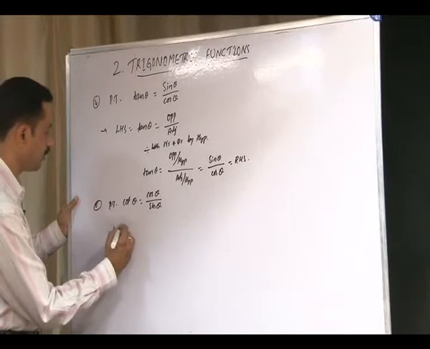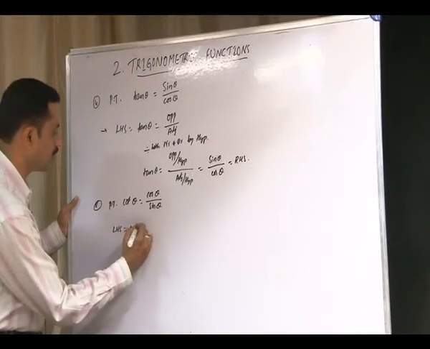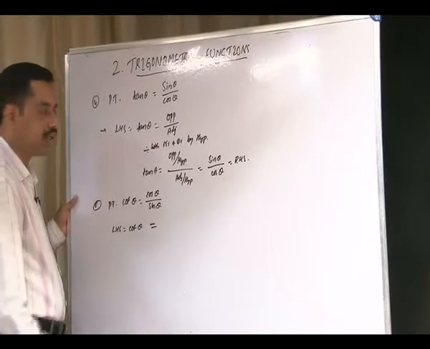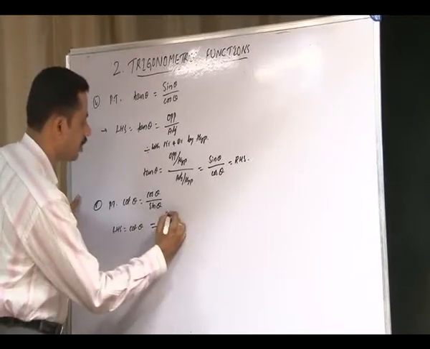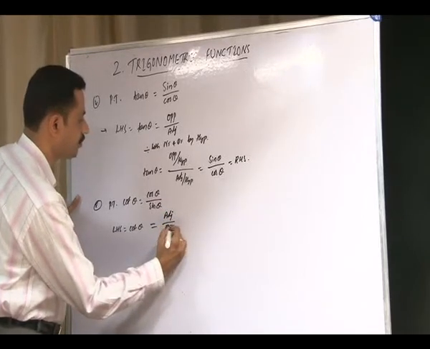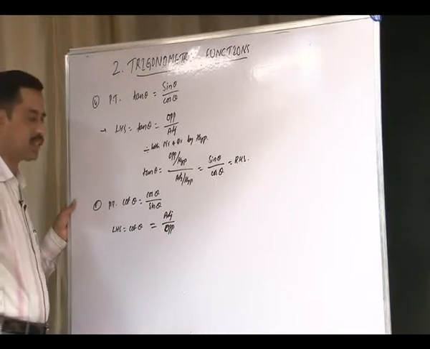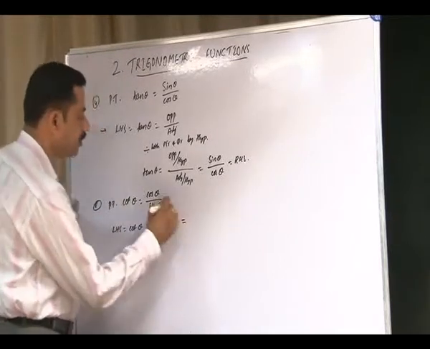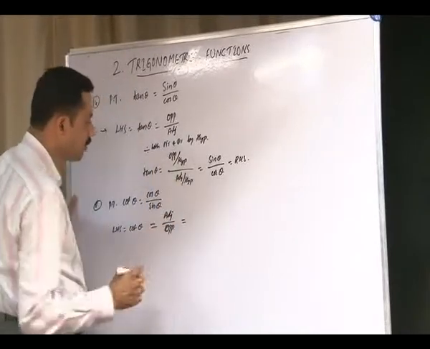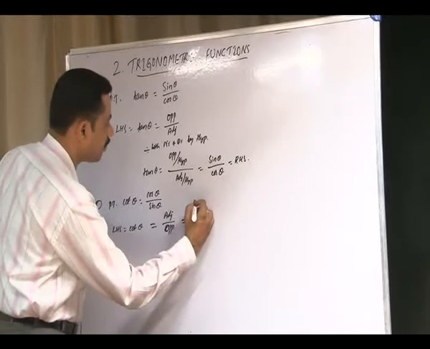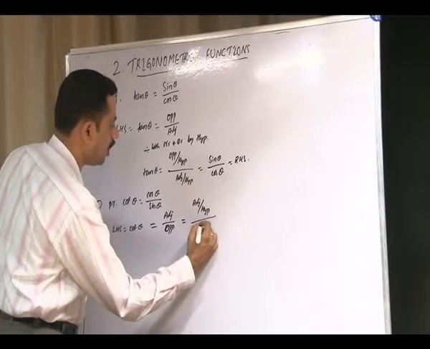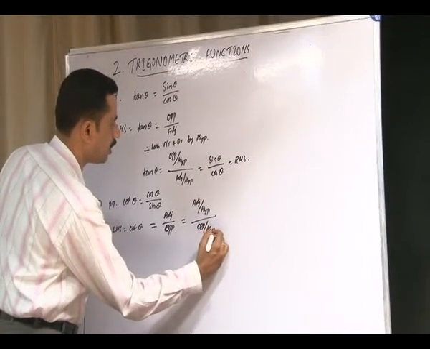For that I will consider left hand side. Left hand side is equal to cot theta, and you know the definition for cot theta. Cot theta is defined as the ratio of adjacent side divided by opposite side, and I am going to divide both numerator and denominator by hypotenuse, similar to this one. So, if we divide both numerator and denominator by hypotenuse, we get adjacent side divided by hypotenuse over opposite side divided by hypotenuse.